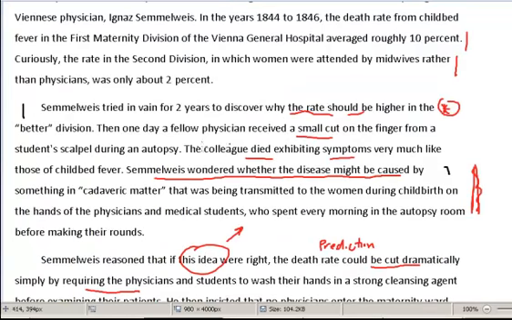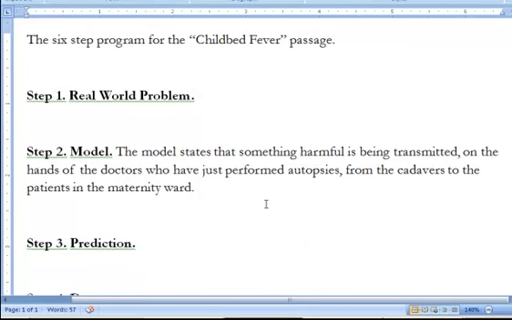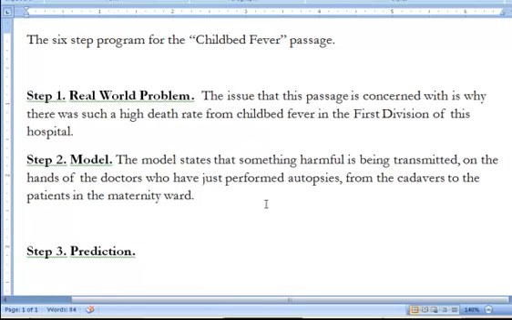Why is the death rate so much higher in the so-called better division, the division where the doctors are working? So we can formulate step 1 like this. All right, so that's our problem. Why is there such a high death rate from childbed fever? Could have been a little more specific there, but in this particular maternity ward.